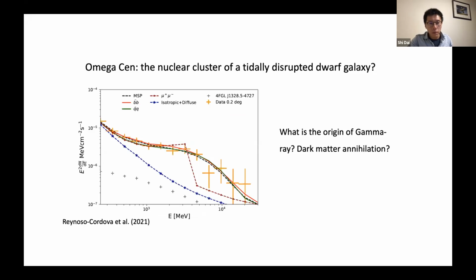Another very hot topic is about the origin of gamma ray from the core of Omega Cen. Probably everyone except pulsar astronomers believes that gamma rays are all from dark matter annihilation. Recently, quite a few papers show that with some dark matter annihilation models, we can perfectly explain the origin of gamma ray in the core region. But we also know, as explained by Roland in the morning, millisecond pulsars can also be the source of gamma ray. So again, this is an open question.